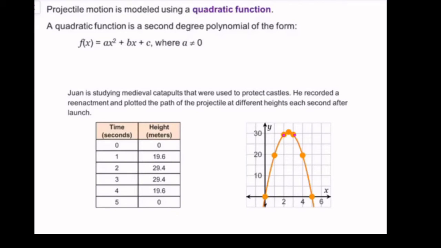So let's look at the table. We have an x and y value. Our x value, the domain, is seconds. The total time the object was in flight, from 0 to 5. The y value, or the range, is the height of the object off the ground at that specific second. Let's look at the plotted points.